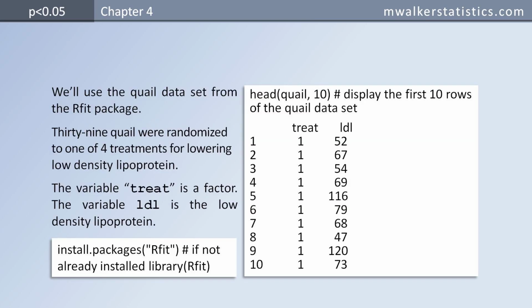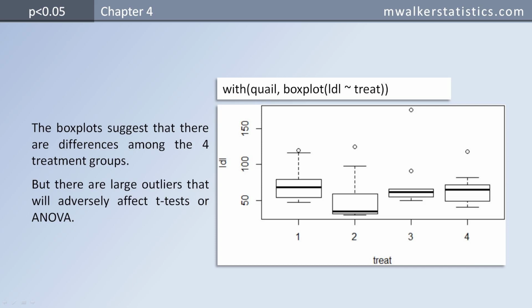We'll use the quail dataset from the Rfit package. 39 quail were randomized to one of 4 treatments for lowering low-density lipoprotein. The variable treat is a factor. The variable LDL is the low-density lipoprotein. The box plots suggest that there are differences among the 4 treatment groups, but there are large outliers that will adversely affect t-tests or ANOVA.